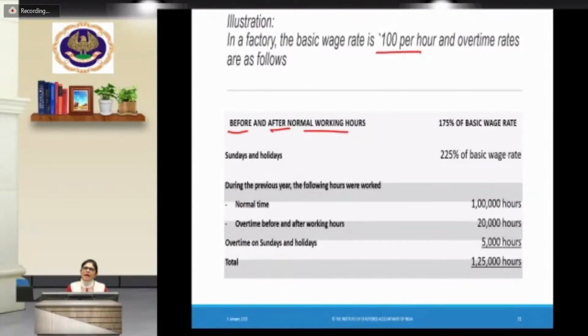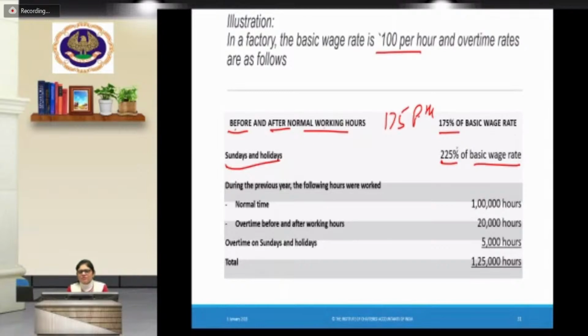So before 9 a.m., let us say the normal times are 9 to 6, so before 9 a.m. and after 6 p.m., that is, before and after normal working hours, the rate will be 175% of basic wage rate. Clear? So here it comes out to 175 per hour. Sundays and holidays: if you're coming on Sundays and on holidays, then the rate will be 225% of basic wage rate.